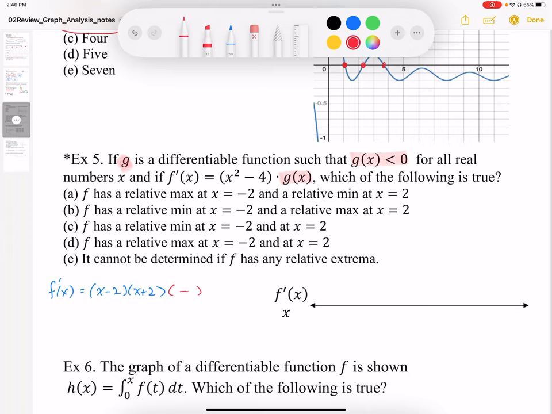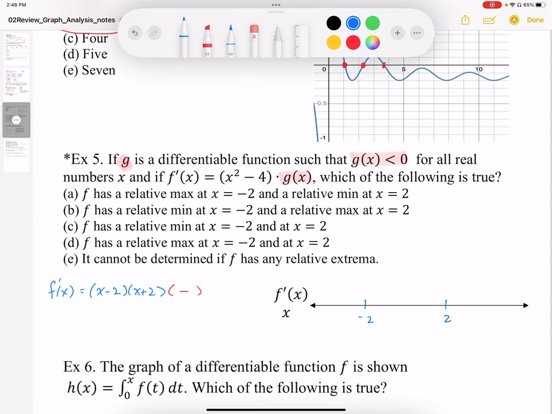If you take a look at the answers for A, B, C, D, and E, it's talking about relative min and max. So we want to know where we have zeros and where the slopes are positive and negative. In this case, we know we have zeros for x minus 2 and x plus 2. That's going to generate some zeros, so I'm going to put that on my slope chart. To find relative min and max, I just need to make my slope chart.